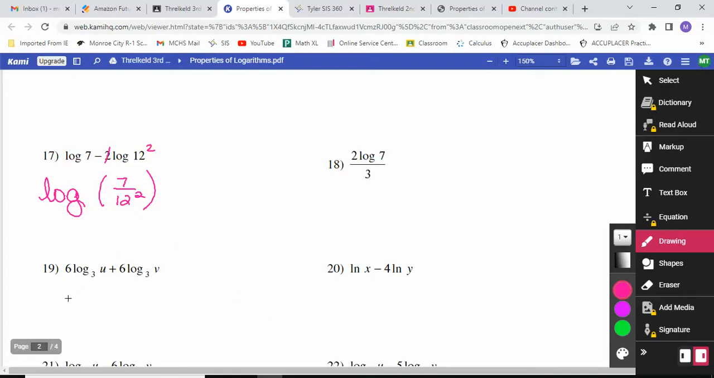What do we do with that 6? It's the exponent of u. We have log base 3 of u to the 6 plus log base 3 of b to the 6. If these logs are added, how do we put them together? Multiply. That's log base 3 of u to the 6 times b to the 6.